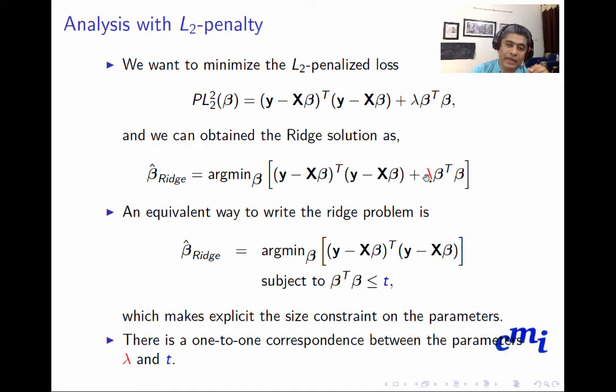Now this lambda and t, one can show mathematically they are one-to-one functions, but we never see any explicit relationship or known function which can explain lambda as a function of t or t as a function of lambda. But from the construction we can say lambda and t have a one-to-one correspondence between them.